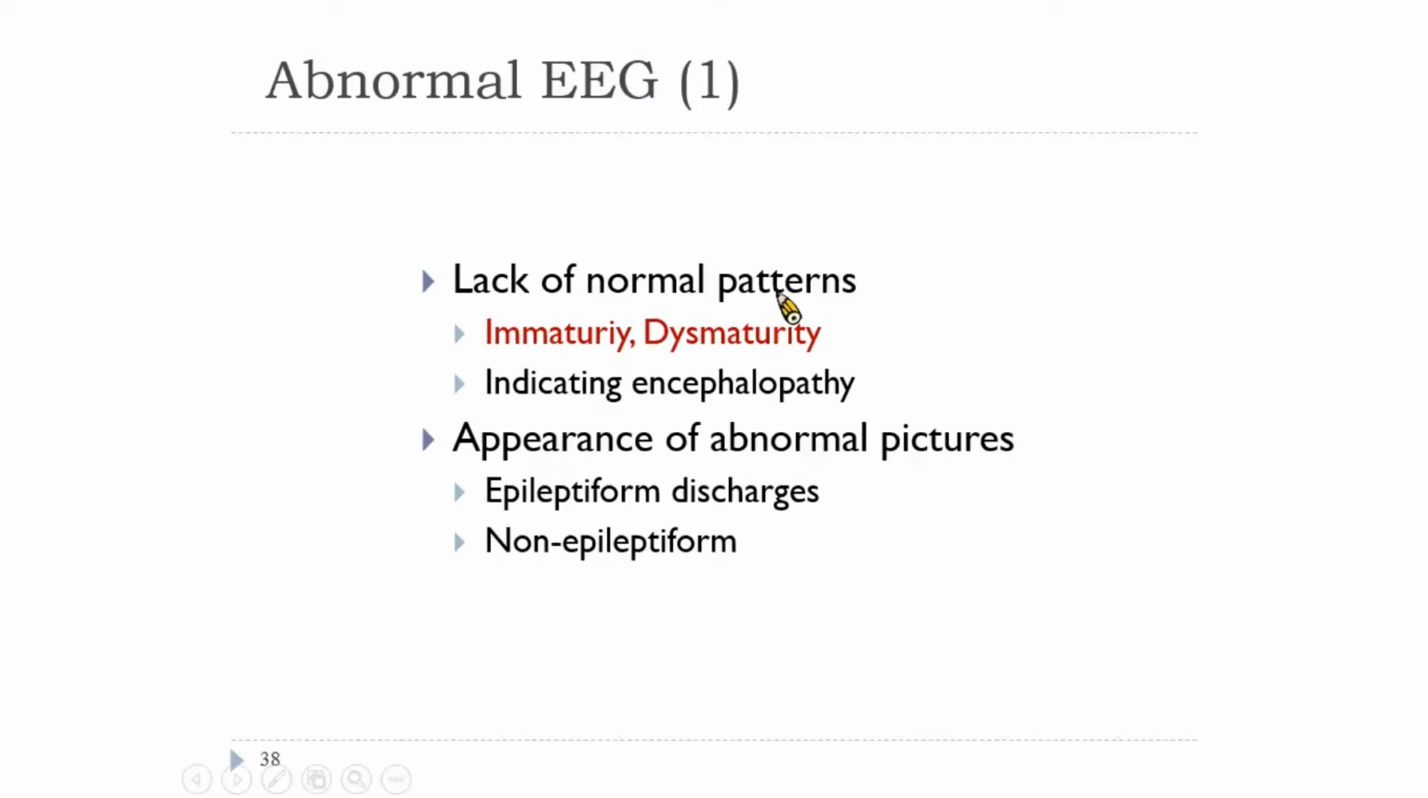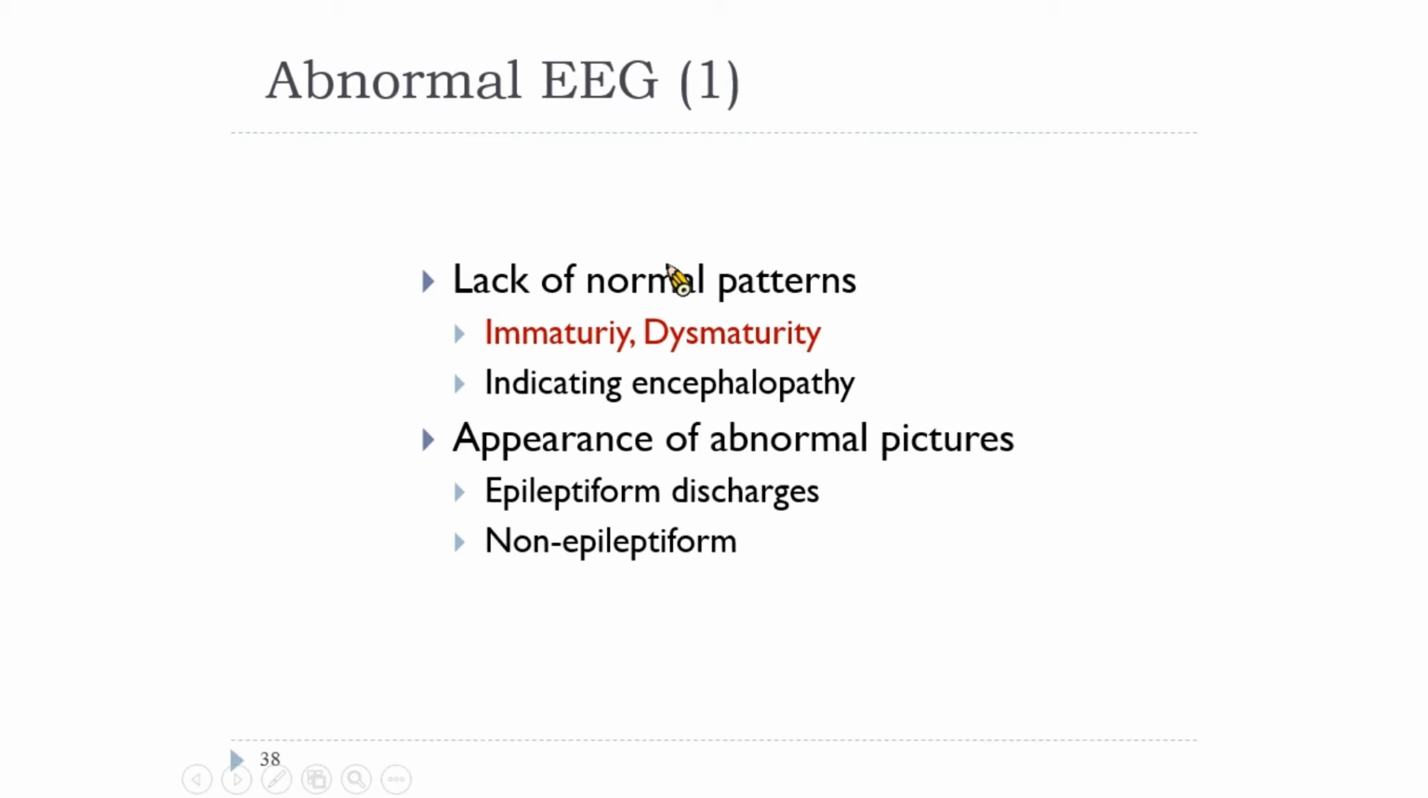We are going to the abnormal part. With the above review, we can go quicker. Lack of normality is abnormal. So if the CA is 36 weeks, but the background still shows discontinuous pattern, no stage differentiation, we call it immaturity or dysmaturity, indicating encephalopathy.